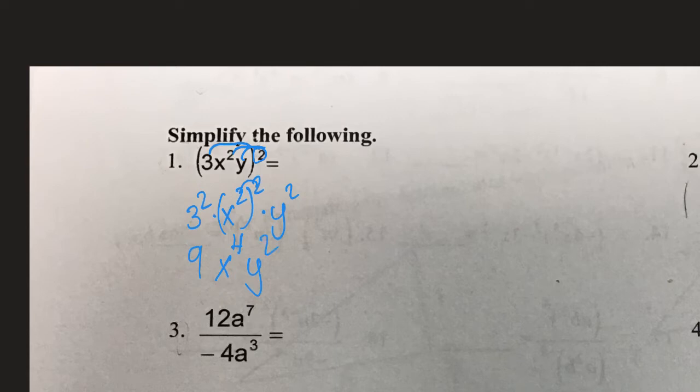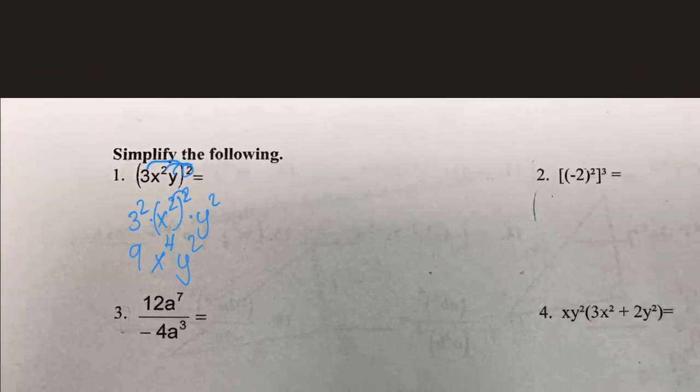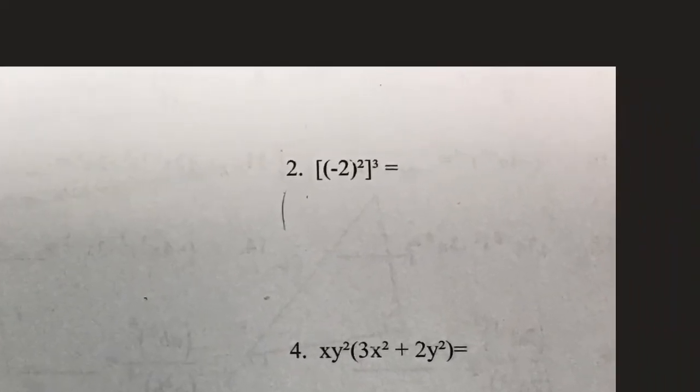Now notice how, since we have an x to the power of 4 and a y to the power of 2, we can't just add them like law 1 says, because they are different bases. So if they are different bases, you cannot combine them. All right, on to the next one.